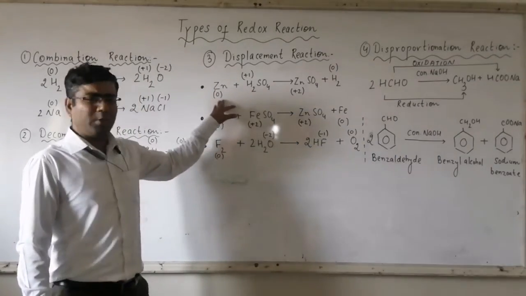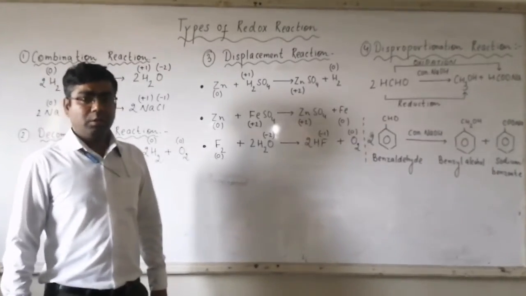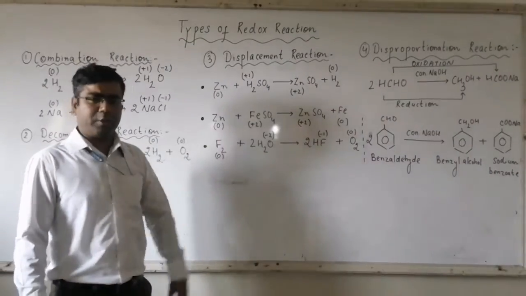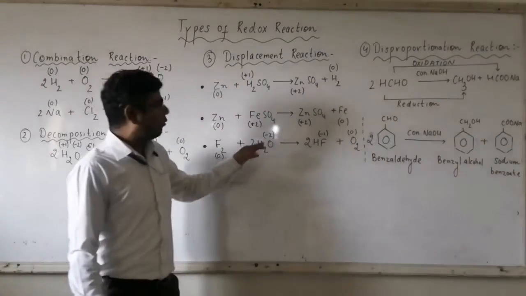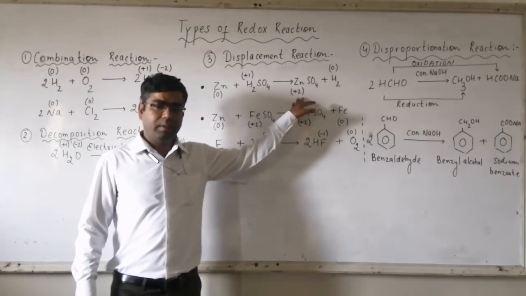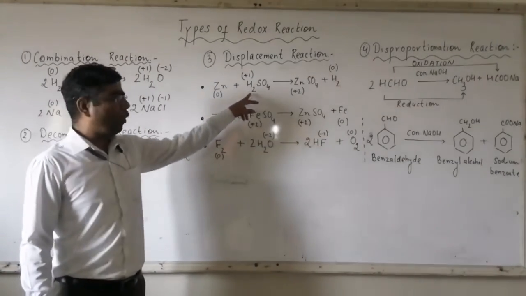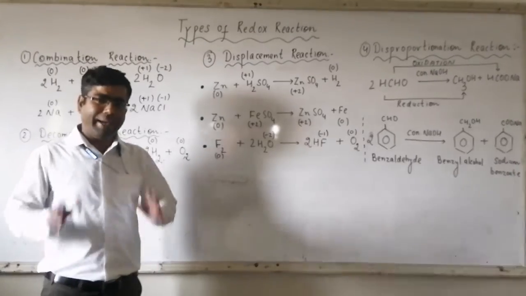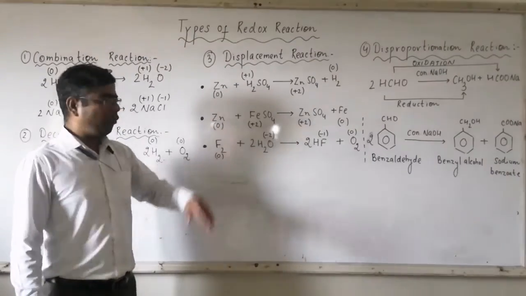Zinc being more electropositive than hydrogen. Remember, hydrogen is a non-metal. So zinc will displace hydrogen from H2SO4, as a result of which H2 gas will be evolved and zinc will be converted to zinc sulfate. So here, a metal displaces a non-metal. Metal, non-metal displacement reaction.